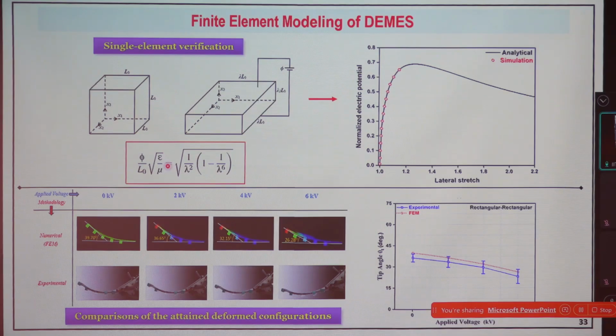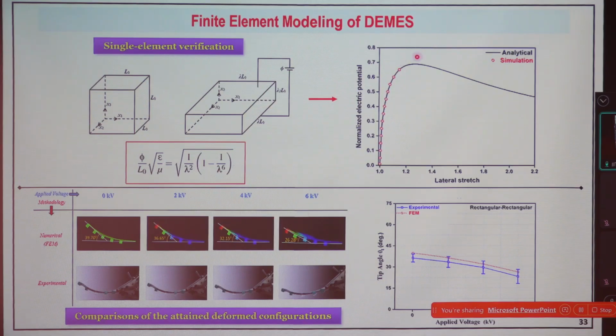If you have a single cuboid and we apply the potential difference, how much is the stretch? Here lambda 1 equals lambda 2 equals lambda. How much is the stretch in the areal direction, and how much in the thickness direction? Lambda 3, which is 1 upon lambda square, will be developed. Analytically, many people have developed this. So we compared our finite element single element with this analytical expression. As we keep increasing the voltage, you can see the lateral stretches keep increasing, and this condition, which we have already discussed, is called the instability condition.